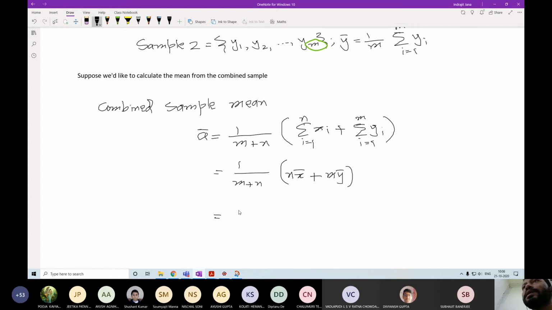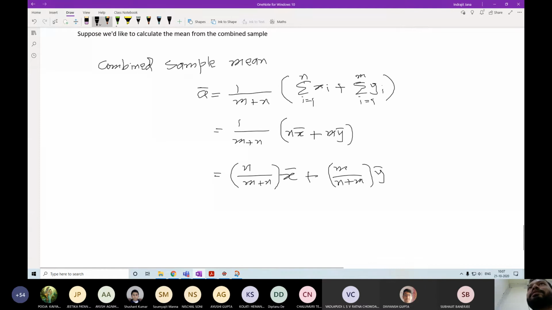If you want to write it a little differently, it is n over m plus n times x bar, plus m over m plus n times y bar. So this is the weighted sample mean. Essentially, you see that n over m plus n and m over m plus n are like the weights for x bar and y bar.